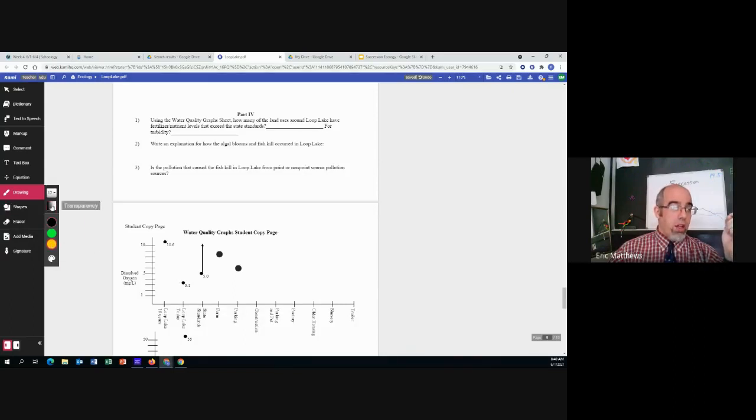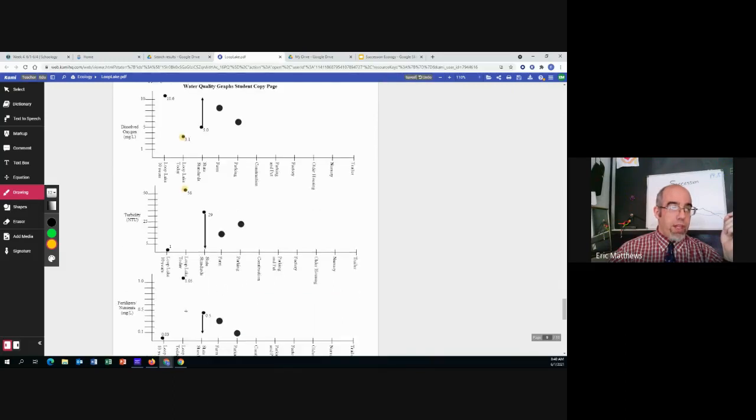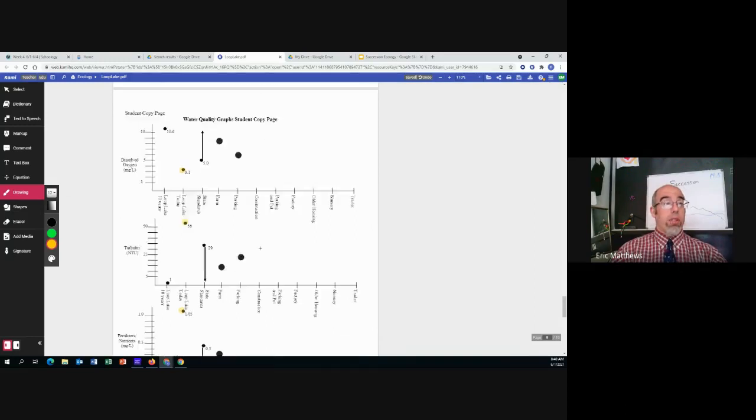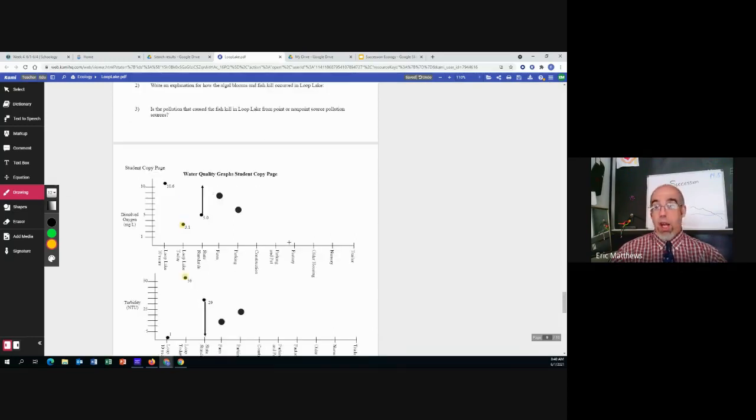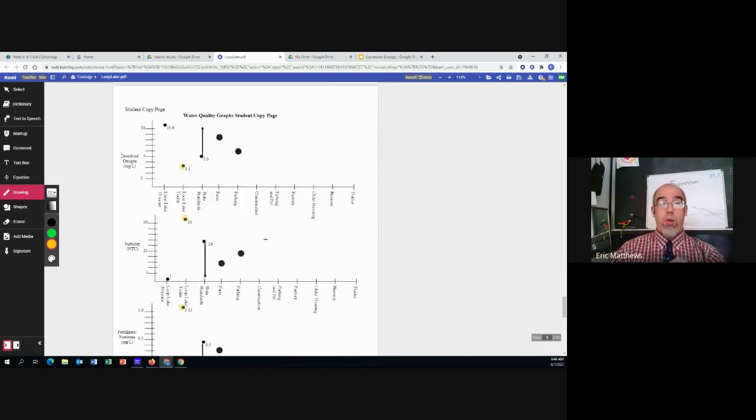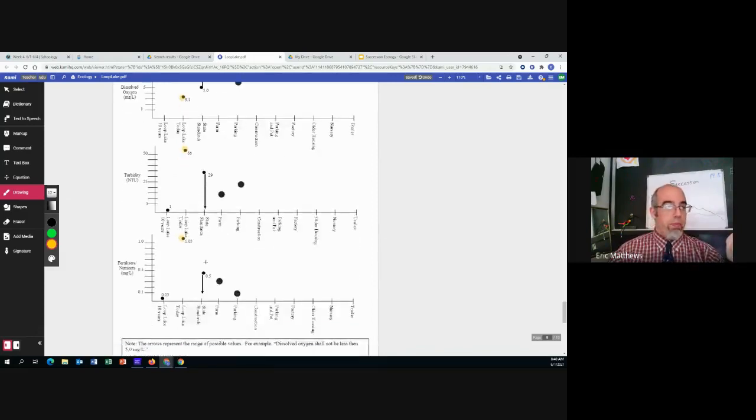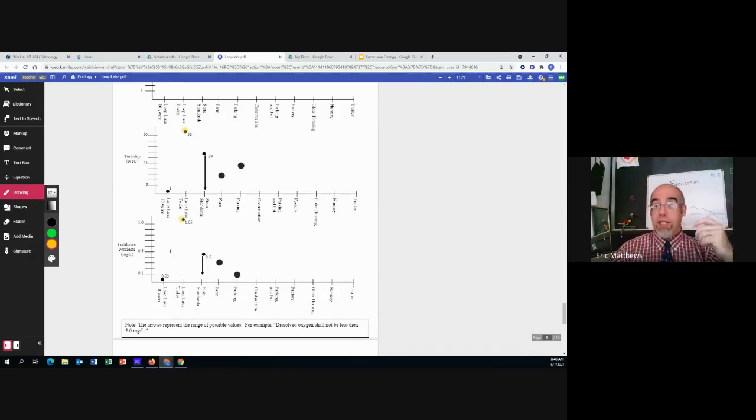Remember, these are the state standards that we should have right here. But Loop Lake today is in a bad spot for all 3 of those. So we want to find out who is contributing, which businesses. Whichever one has dissolved oxygen really low might be the one that's responsible for the fish kill. But also look for who has really high turbidity that took part as well. Look for who has really high fertilizers and dissolved nutrients. They are involved as well.